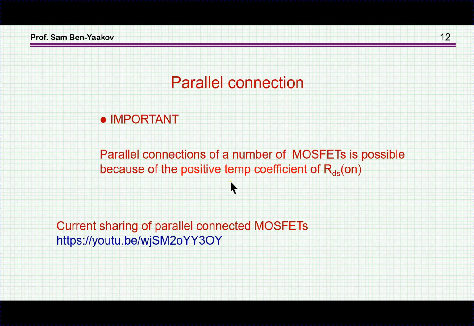To get higher current, it is possible to parallel transistors, which is made possible by the fact that they have a positive temperature coefficient. So if one transistor starts to carry more current, it heats up, the resistance goes up, and therefore it's self-balancing the current sharing between the parallel transistors. So this is a very nice behavior that allows putting transistors in parallel, and as we'll see, there are advantages to it. The issue of current sharing of parallel connected MOSFETs is covered in this video, which will also be printed on the page of this YouTube video.